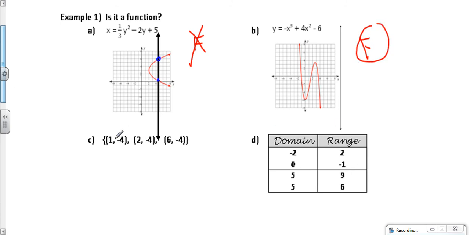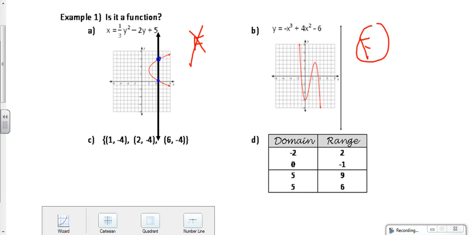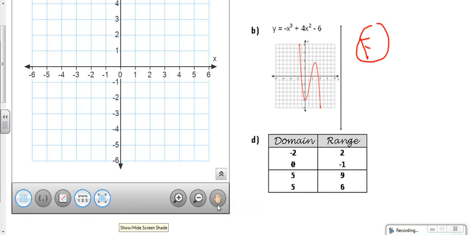Now the next one has a list of ordered pairs. Now, if I were to graph it, so if I can make this smaller, we'll see here.